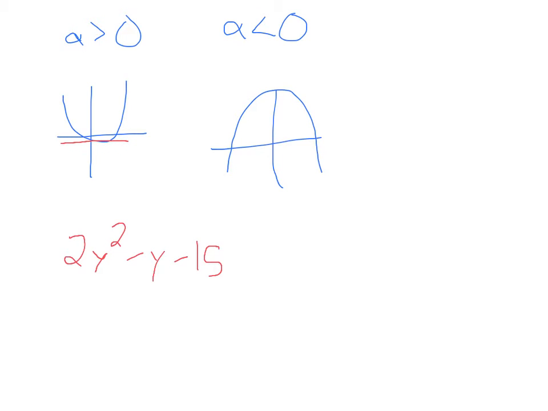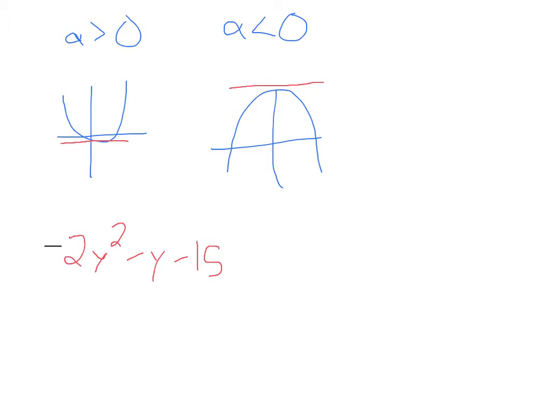If, on the other hand, your a is negative, like if we had -2x squared minus y minus 15, your graph is going to be a bowl facing down or a downward facing parabola. And in this case, your optimal value is a maximum. So just remember, when a is positive, you have a regular parabola with a minimum. When a is negative, you have an upside down parabola with a maximum.